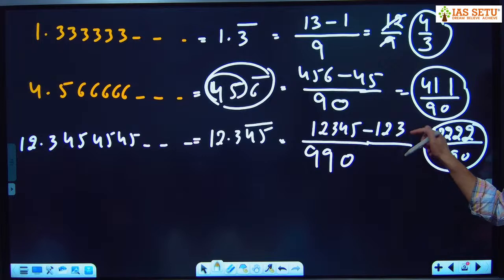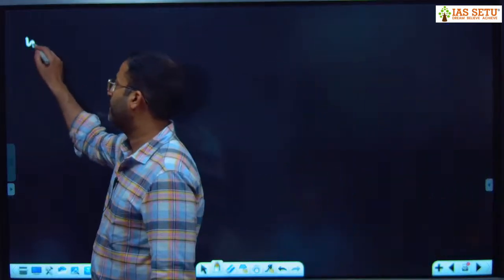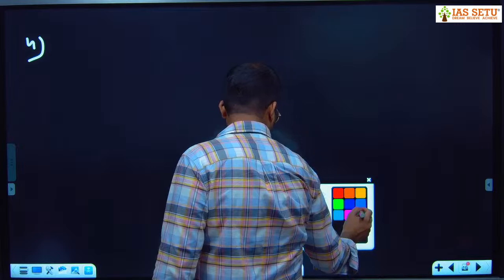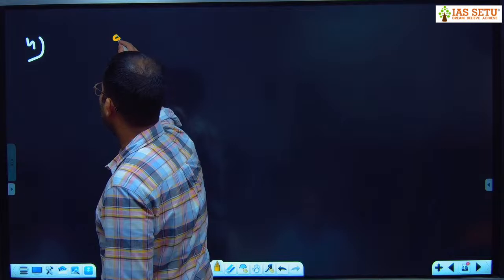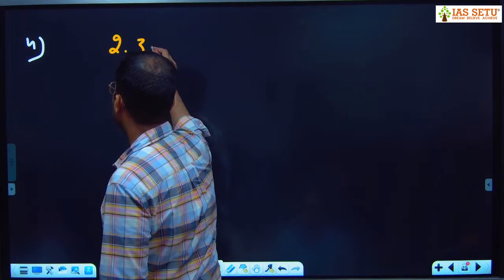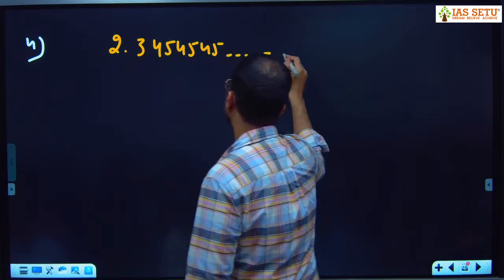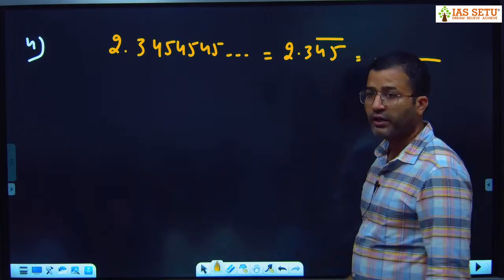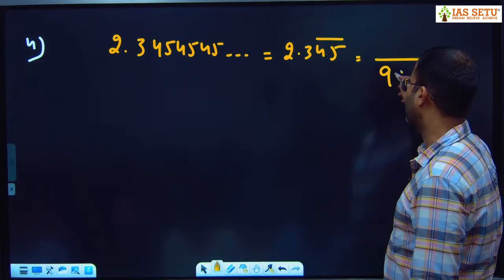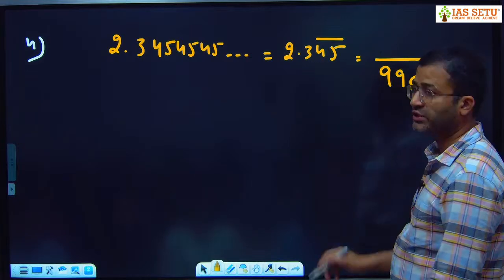Only the thing you have to be careful about is the non-recurring part. Let me take one more example. 2.3454545. So it is 2.3 bar on 45. There are 2 digits in the bar, so we have to put double 9. There is 1 digit between decimal and recurring part, we have to put 10.